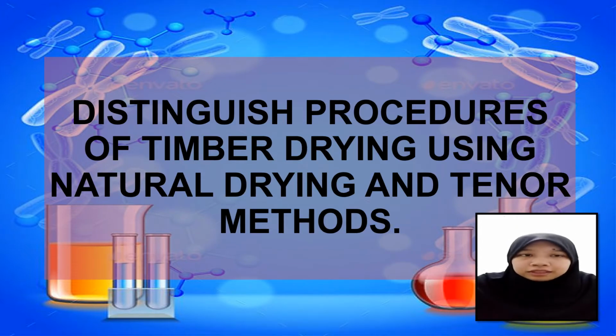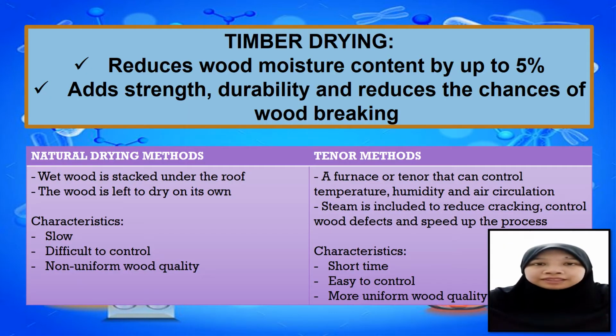Next question is distinguish procedures of timber drying using natural drying and turner method. Timber drying is reduce wood moisture content by up to 5% and add strength, durability, and reduce the chance of wood breaking. Difference between natural drying method and turner method.